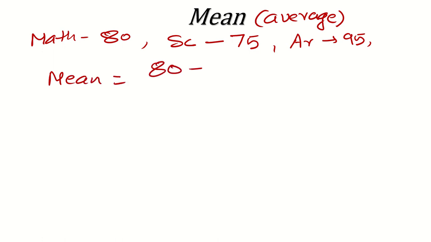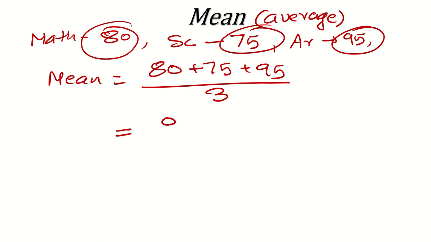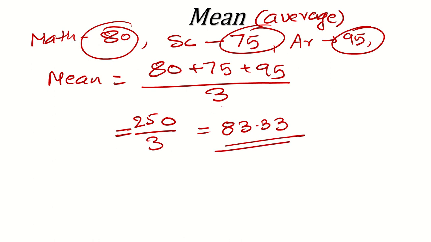Simply you add all the numbers you got and divide by how many numbers there are. 1, 2, 3 numbers are there. So just divide by 3. So 80 plus 75 is 155, plus 95 is 250, divided by 3. 3 times 83 is 249, so the average is about 83.33 marks.